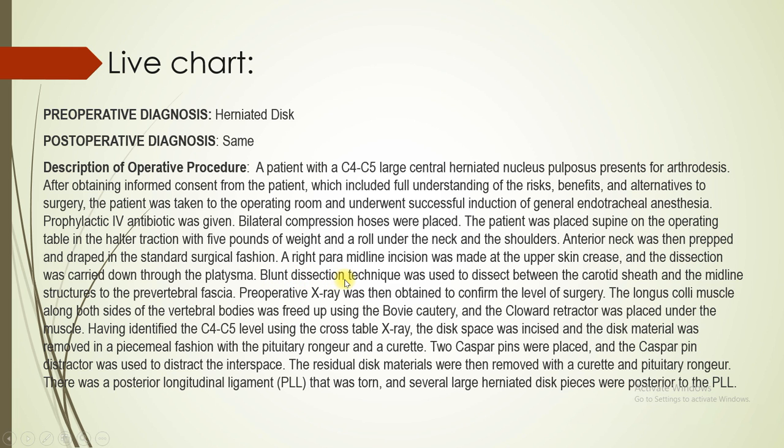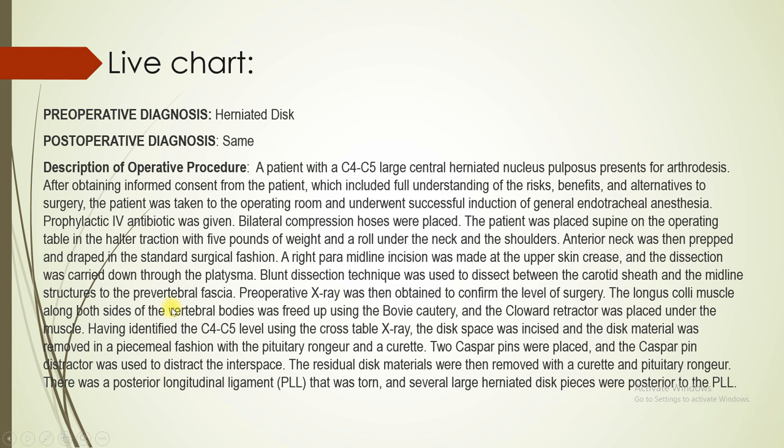Okay. So blunt dissection. What is blunt dissection? Here, blunt dissection means the physician will use a finger in order to remove the flaps or tissue. Okay. So a blunt dissection technique was used to dissect between the carotid sheath and the midline structures to the paravertebral fascia. So basically, using blunt dissection, the physician has dissected the fascia. Okay. A preoperative X-ray was then obtained to confirm the level of the surgery. So here the physician has confirmed the location of the spine using the X-ray.